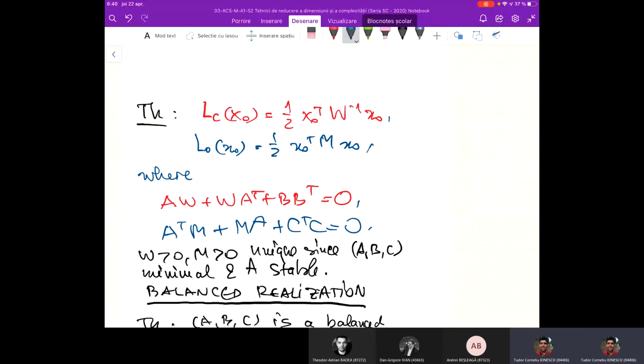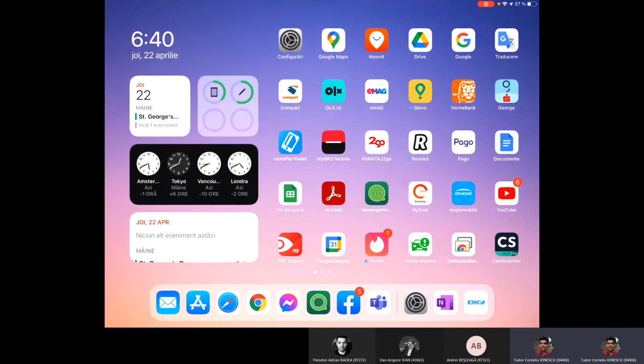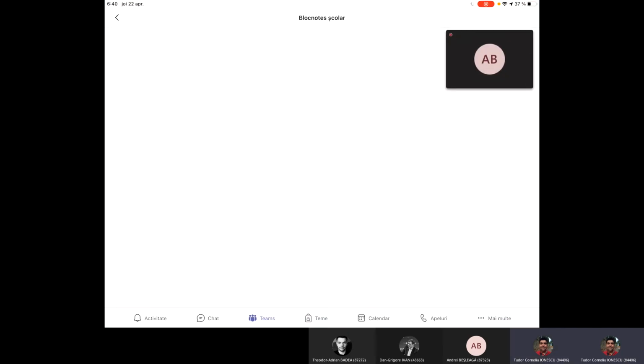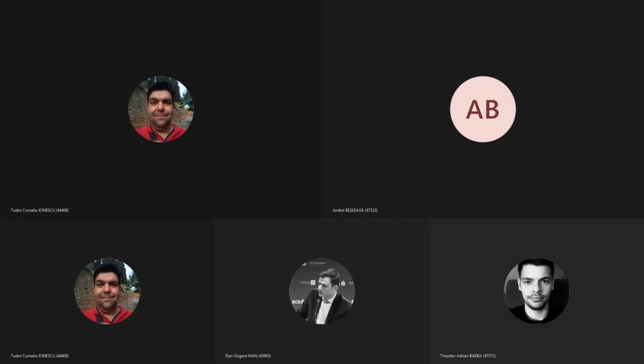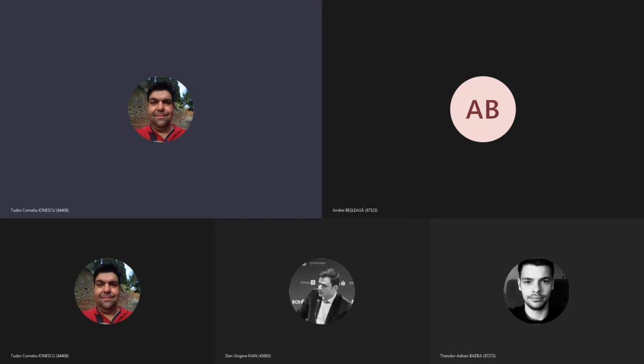Let's see now. Let's stop the screen for a minute and see if we can have something interesting to show in MATLAB. Let's see the commands for model reduction in MATLAB. Let me share this screen.